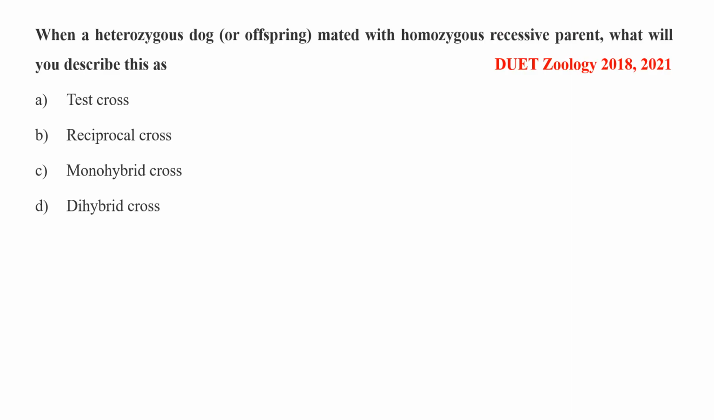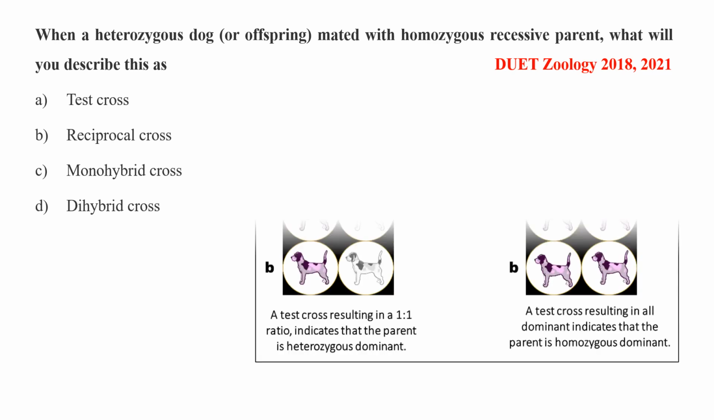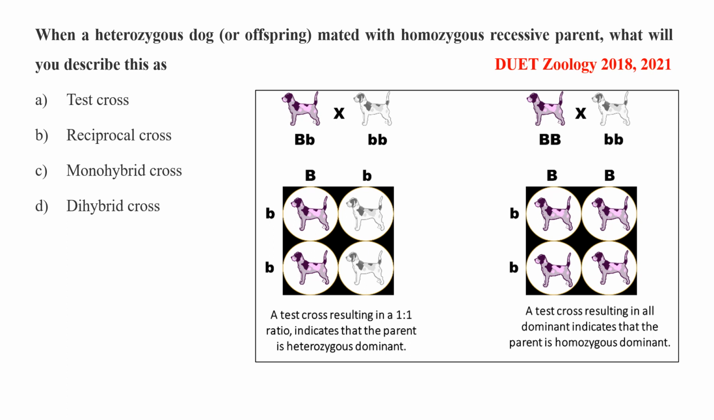When a heterozygous dog is mated with a homozygous recessive parent, what will you describe this as? Test cross, reciprocal cross, monohybrid cross or dihybrid cross? If you can see in the figure, there is a cross made between a heterozygous dominant condition as well as a homozygous dominant condition with their respective recessive parent. This type of cross is known as a test cross, and it is done to know the identity of the heterozygous or homozygous dominant parents.